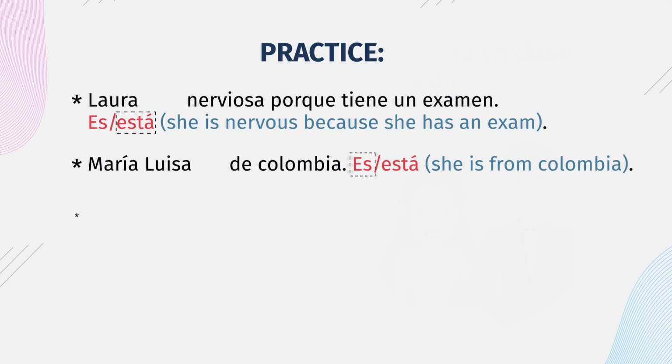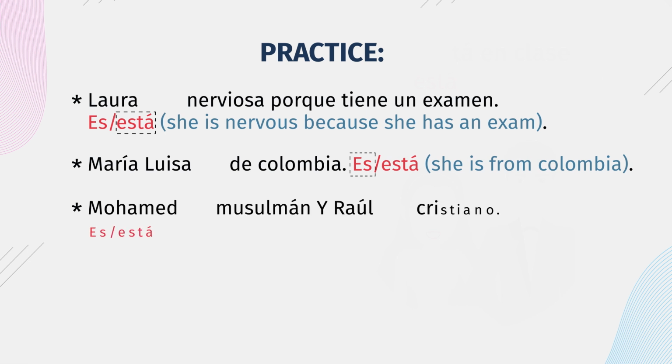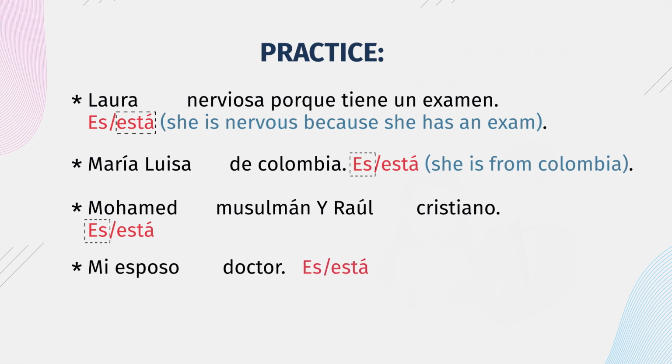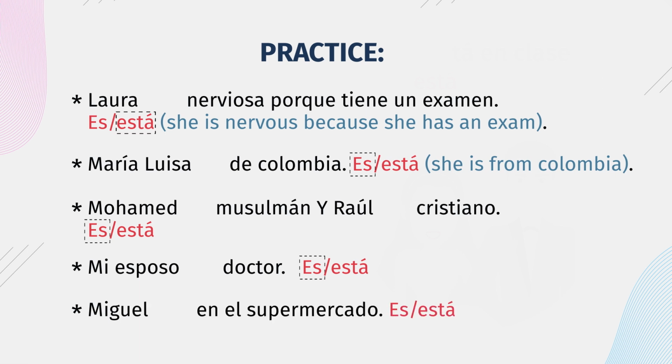Número 3. Mohammed, musulmán, y Raúl, cristiano. Es or está? Es. Why? Because it's permanent, we're talking about religion. Mi esposo, doctor. Es or está? Mi esposo es doctor. Why? Because it's permanent and we're talking about the occupation. Miguel en el supermercado. Es or está? Está. Why? Because we're talking about location, place, and it's temporary.